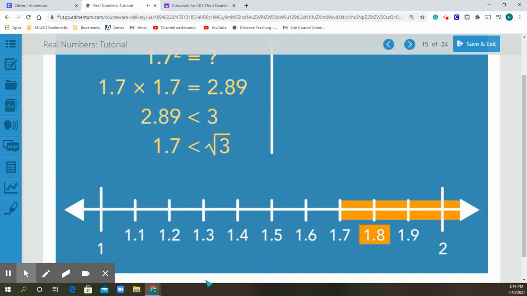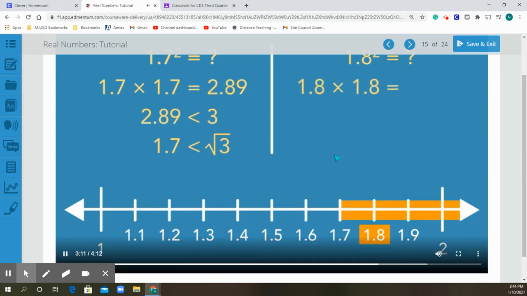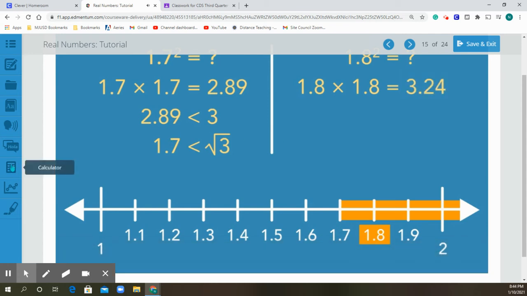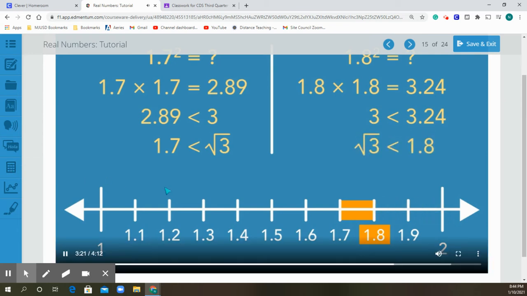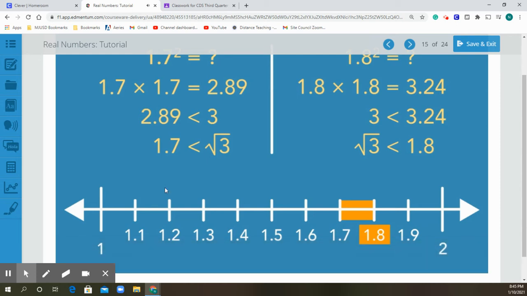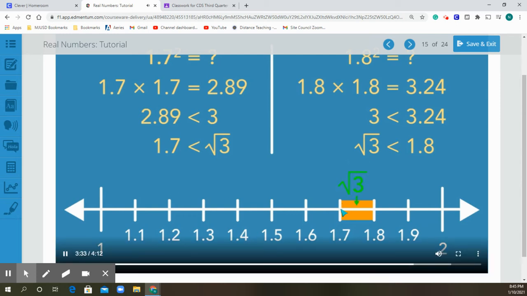What about 1.8? What's the square of 1.8? You're killing me, bro. Hold on. Carry the 6. It looks like 3.24. Good going, buddy. Since 3.24 is greater than 3, we know the square root of 3 is less than the square root of 3.24, which is 1.8. So, using this number line, we can estimate that the square root of 3 is between 1.7 and 1.8, right?